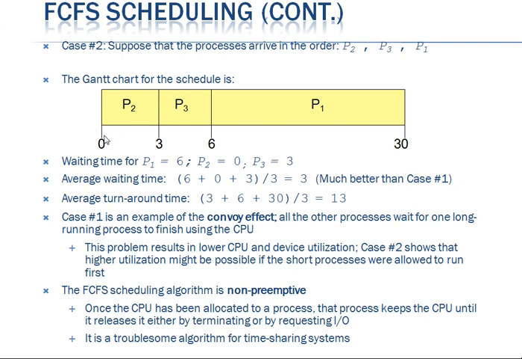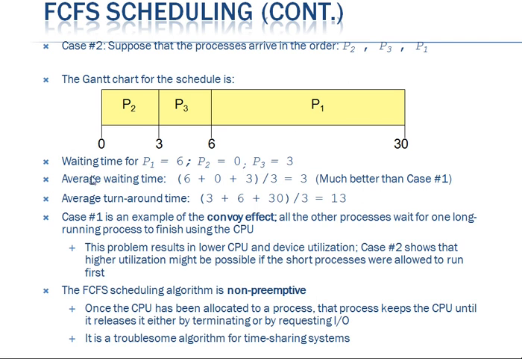So P2 arrived first and its burst time is 3 milliseconds. Hence, it will begin at 0 and will execute till 3 milliseconds. Then came P3. So P3 will begin at 3 milliseconds and will execute for 3 milliseconds more. Now P1 will begin at 6 and will execute for 24 milliseconds.